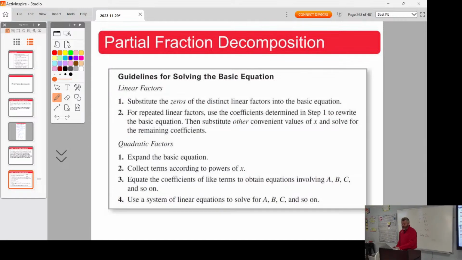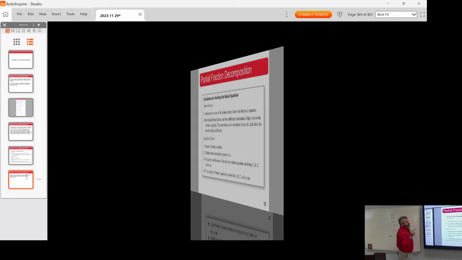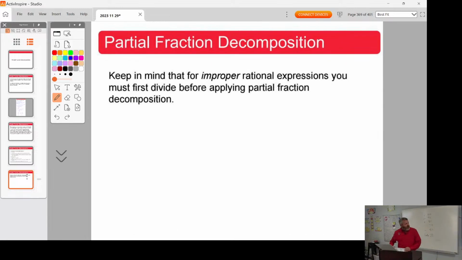Guidelines for solving the basic equation. This is what we did a while ago. If we have linear factors, and linear factors are all we're working on today: number 1, substitute the zeros of the distinct linear factors into the basic equation. Is that what y'all did? We substituted in a zero, made the a go away, substituted another zero, made the b go away. Good. For repeated linear factors, you're going to use the coefficients determined in step 1 to rewrite the basic equation, then substitute other convenient values of x and solve for the remaining coefficients. Keep in mind, if you start with an improper fraction, you must first divide before moving on.